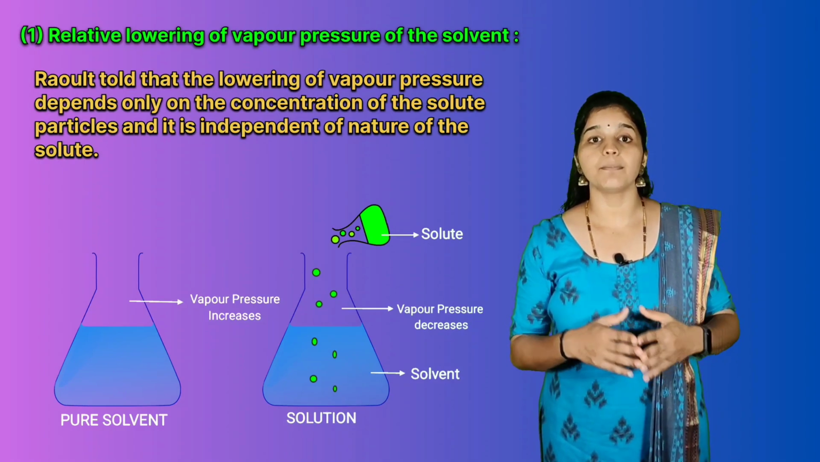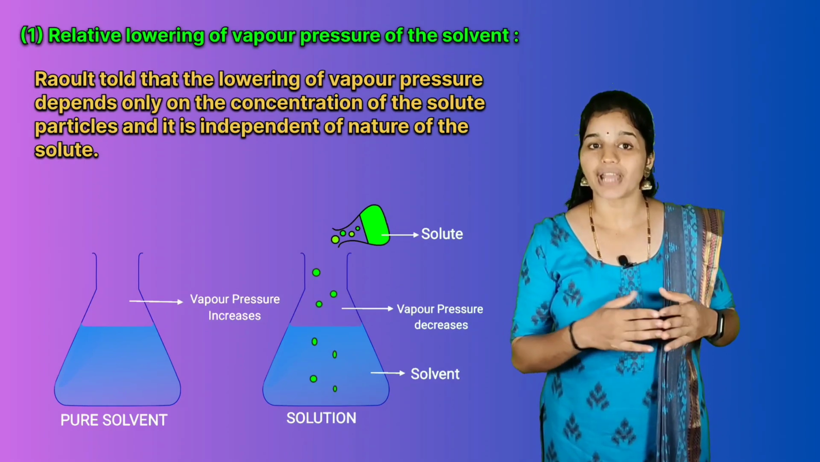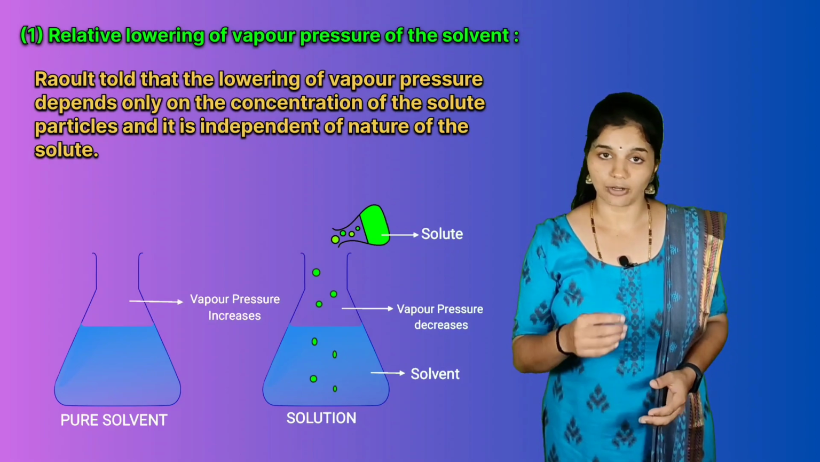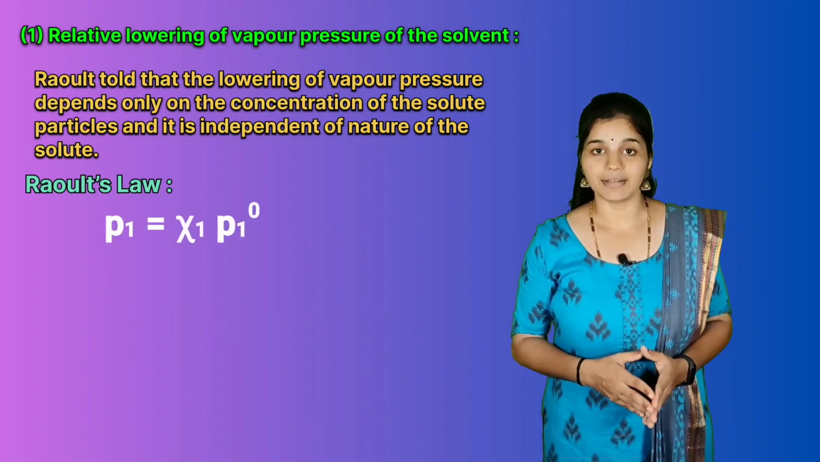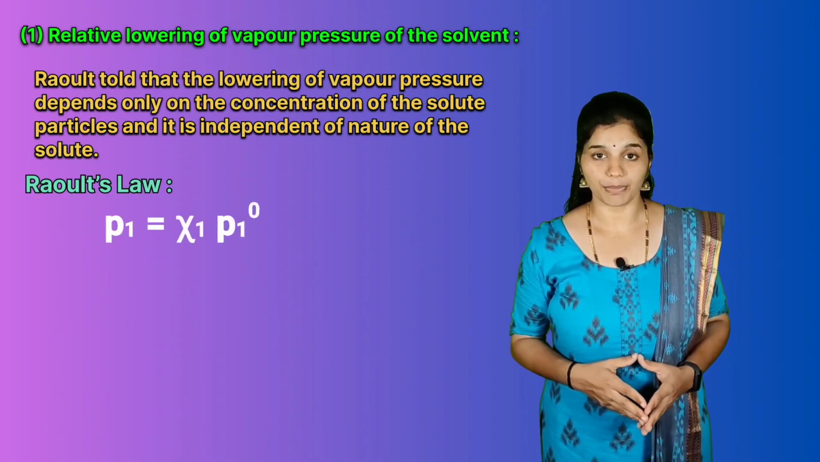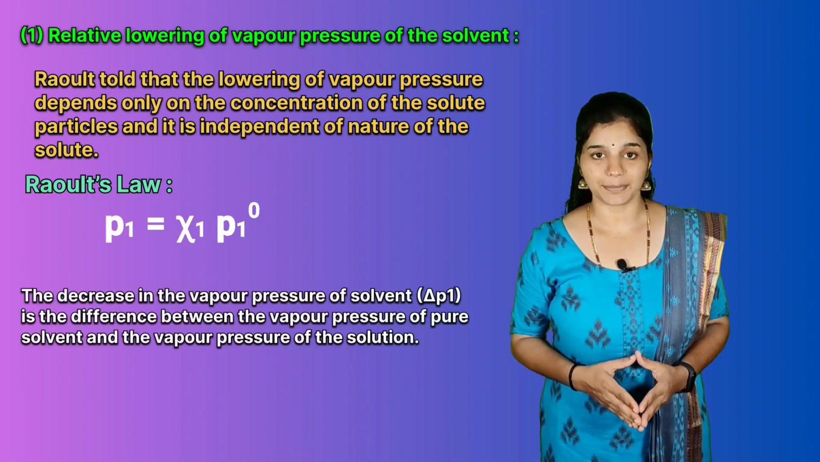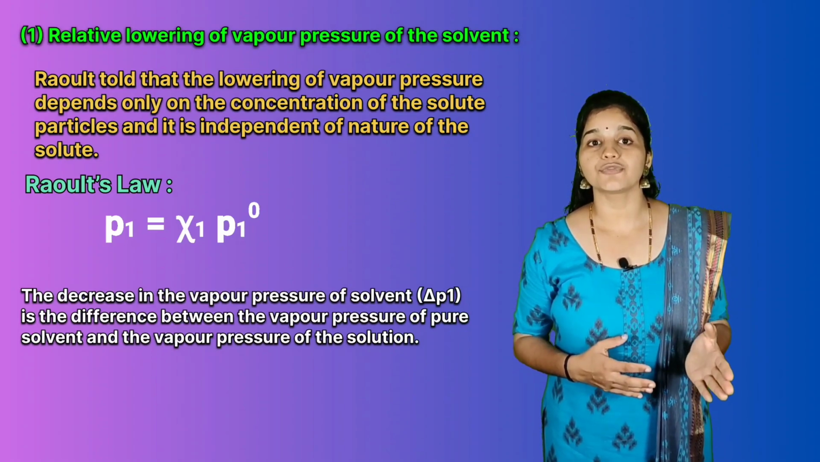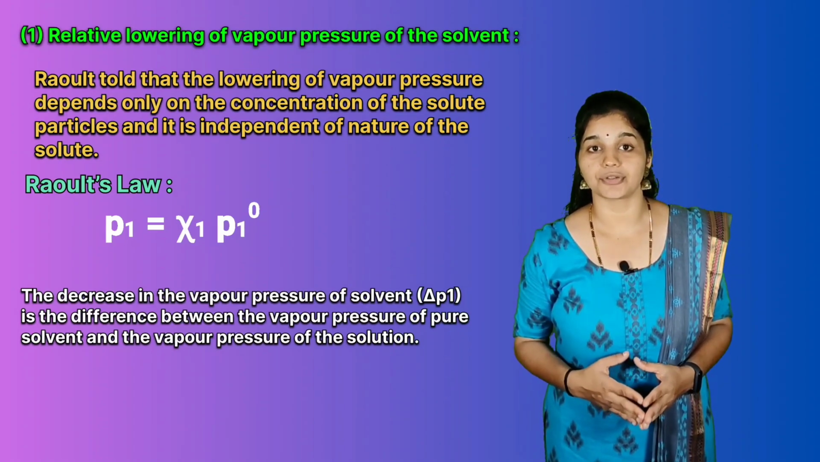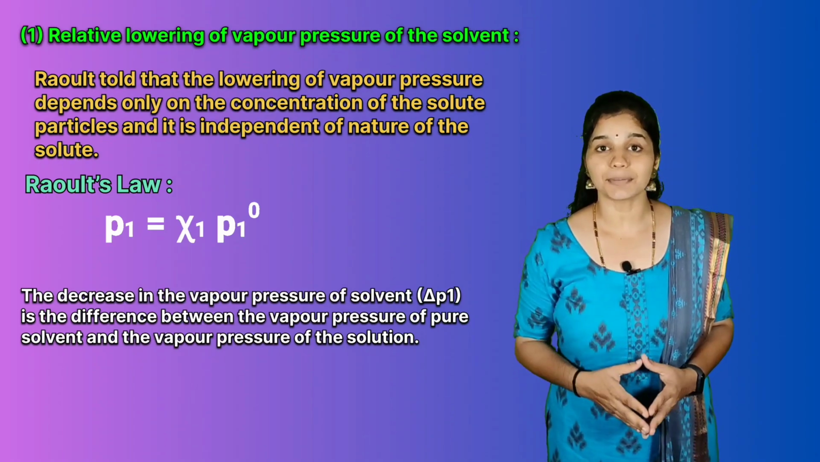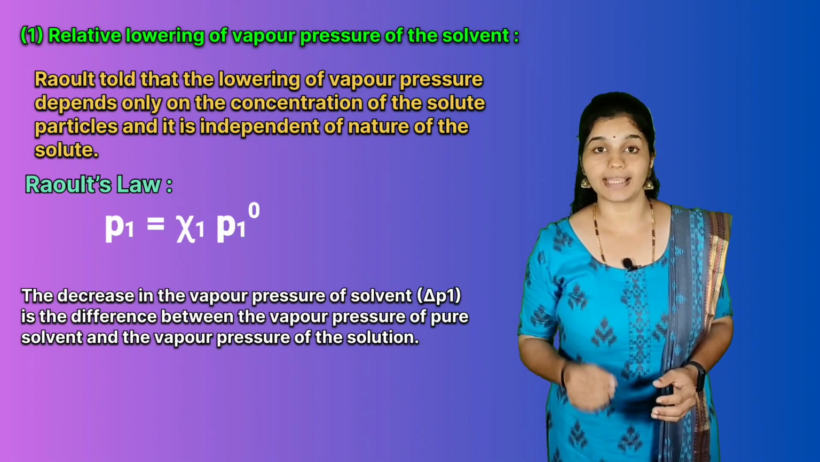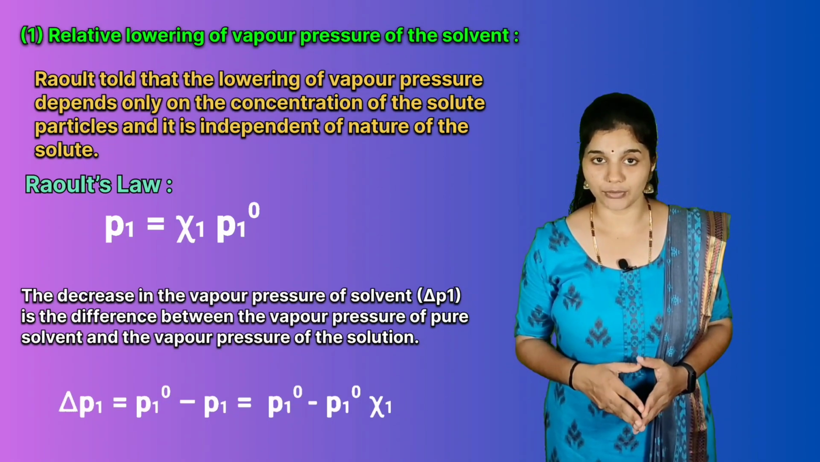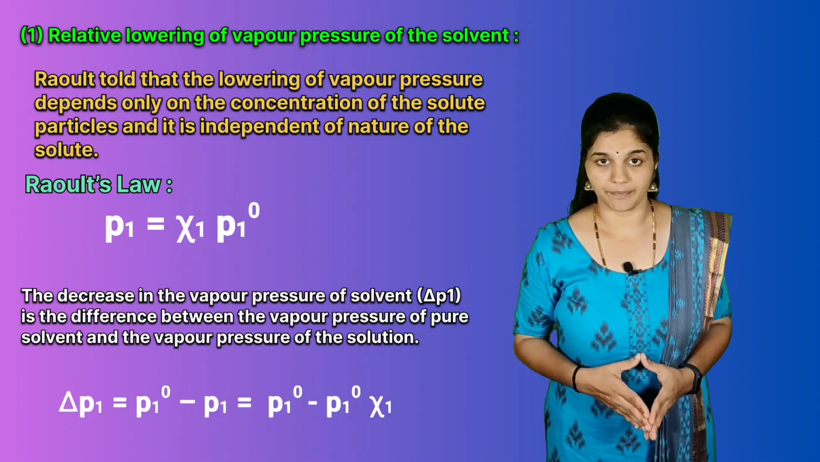Relation between vapor pressure of the solution, mole fraction and vapor pressure of the solvent is given by Raoult's law. That is, P1 is equal to chi1 into P1 naught. The decrease in the vapor pressure of the solvent is the difference between vapor pressure of the pure solvent and the vapor pressure of the solution. So the decrease in vapor pressure of the solvent is denoted by delta P1, that is given by delta P1 is equal to P1 naught minus P1.